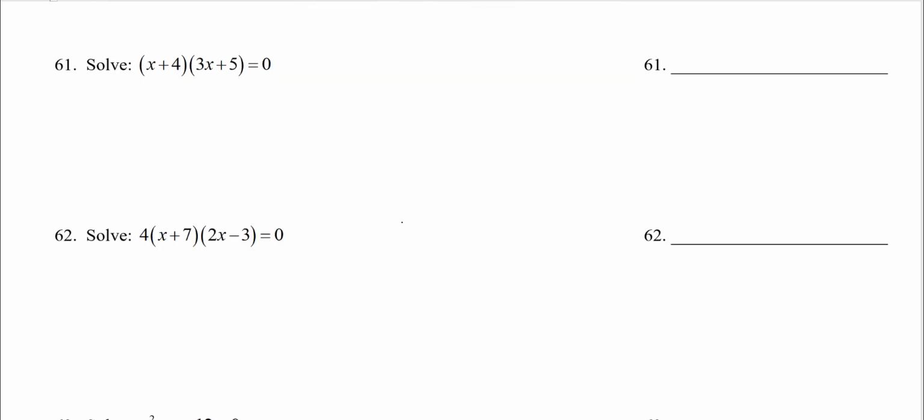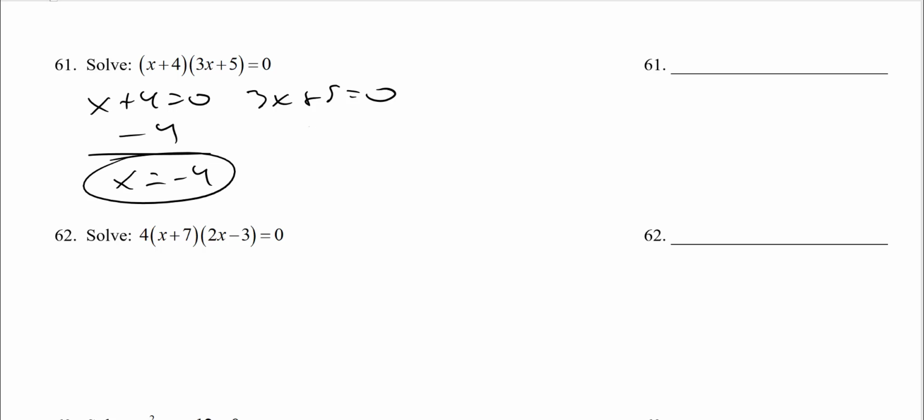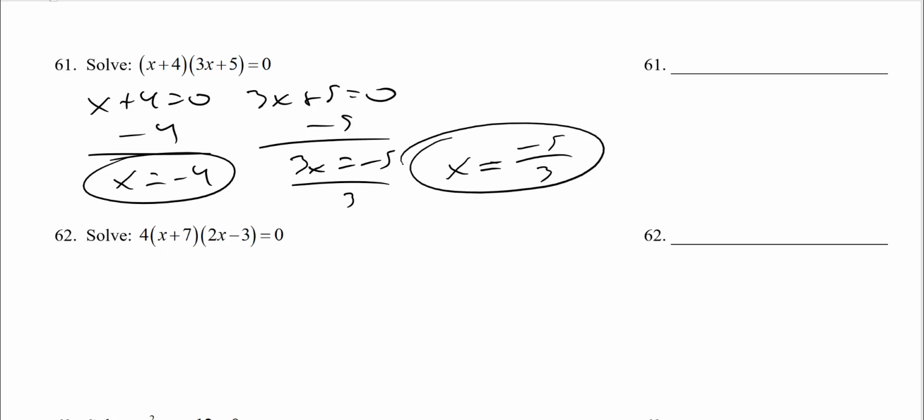Okay, the next several problems it says solve. So you're actually setting these equal. Now this is kind of a friendly one because this is already factored for you. So literally it's x plus 4 equals 0 and 3x plus 5 equals 0. And you solve. So minus 4, x is negative 4. That's one answer. Subtract 5, 3x equals negative 5, and divide by 3. So x is negative 5/3. So those are two answers.